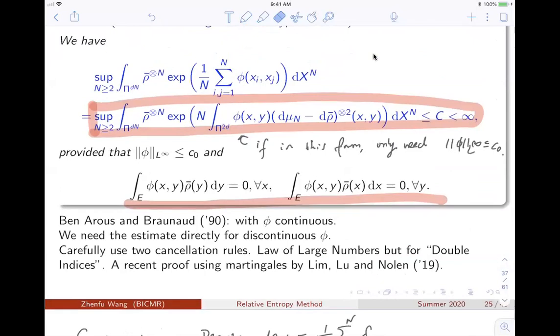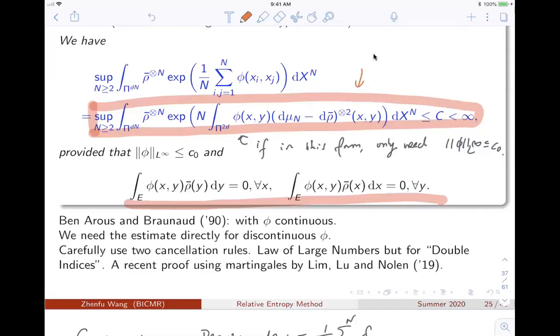And that's why I write the second term. But the problem is the following: the second term is actually more essential. Once you consider this term, you can just estimate it. As long as the L infinity norm of phi is less than some critical number, you can show it is uniformly bounded in N. So if phi here is continuous, this is just a classical large deviation estimate.